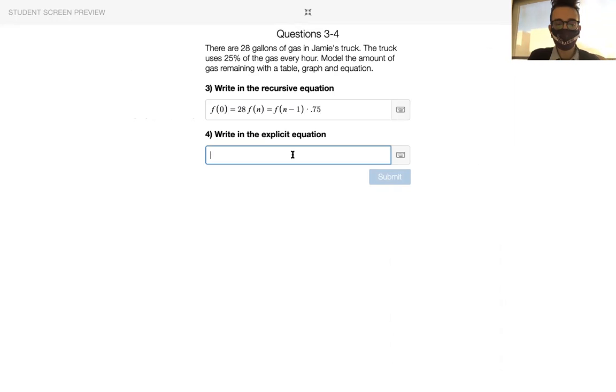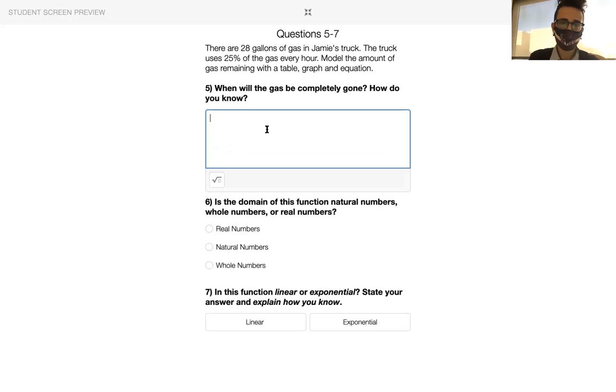Explicit, we can build that off of what we just saw. So again, we started with 28, multiplying with 0.75. That happened n times. Done. The gas will never be completely gone because we keep multiplying with a fraction of the previous term.